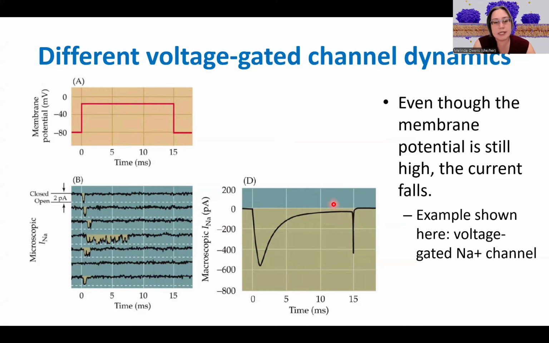An example of a channel that does this is the voltage-gated sodium channel, the one that's used in the action potential. And this is a very important channel indeed, because this channel sets a lot of the properties of the action potential. So it's really important to understand how it behaves, because this channel's properties are part of the foundation for how the action potential works, and how the action potential works is part of the foundation for epilepsy and other diseases like that.